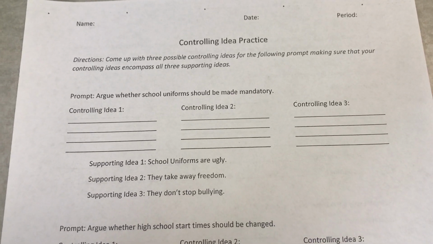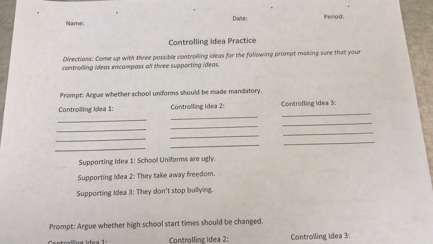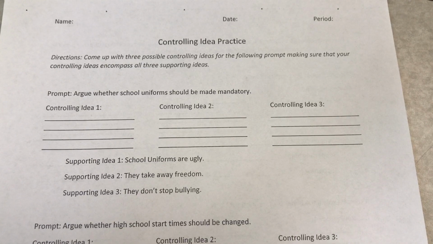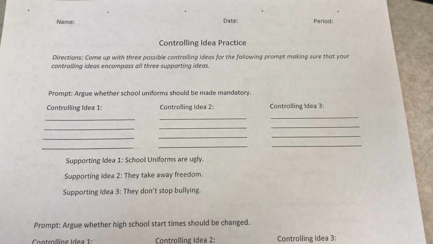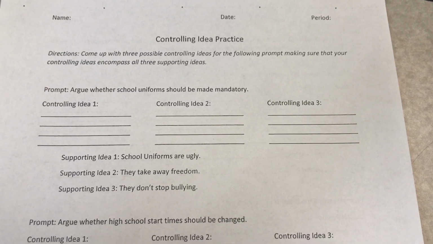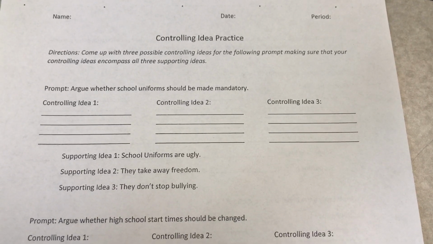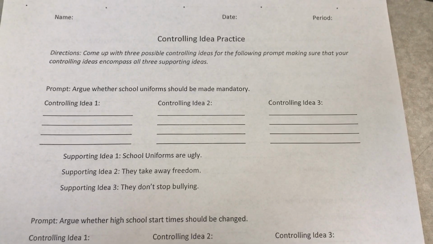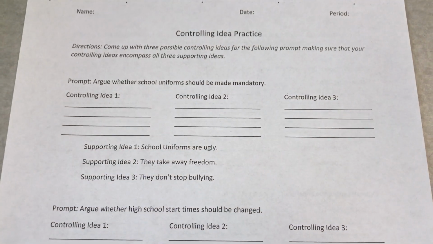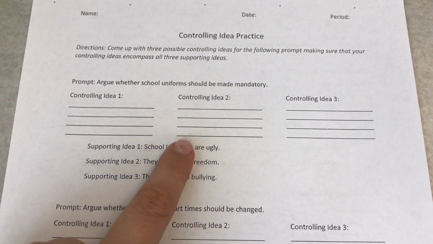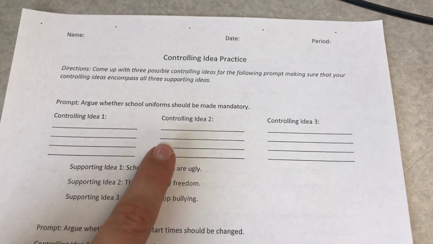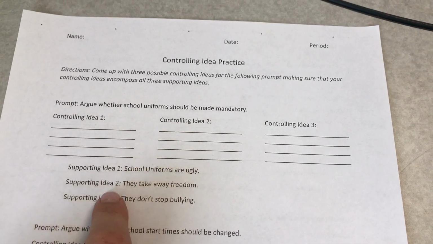Okay, maybe for my controlling idea, instead, I could say school uniforms are more harmful than helpful, right? And that covers all 3 of those too. That would include school uniforms are ugly. That's how they're harmful. They take away freedom. They're harmful. They don't stop bullying. It's still harmful. So that could be a controlling idea. Even though I'm coming up with these right now, you could be writing these down as possible controlling ideas. I don't care that you're using the ones I'm giving as examples right now. So I just gave you 2 examples of what a controlling idea could be for these 3.